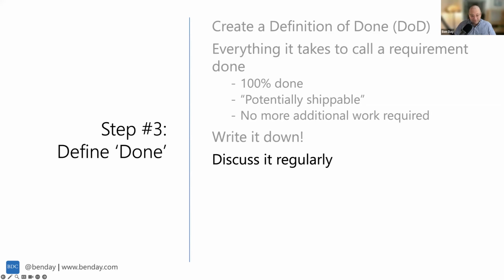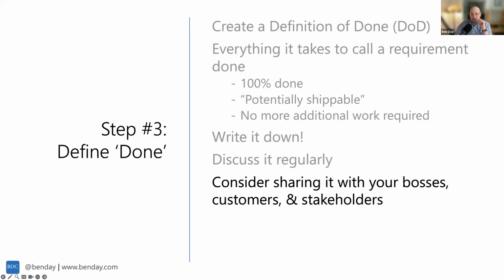So last event that happens in Scrum, end of the sprint, you discuss what went well, what didn't go so well, what you want to improve for next time. And part of that is going to be discussing, is our definition of done up to date? Is it good enough? Are there more things we need to think about? So discuss that definition of done regularly and write it down and consider sharing it with your bosses, customers, and stakeholders.